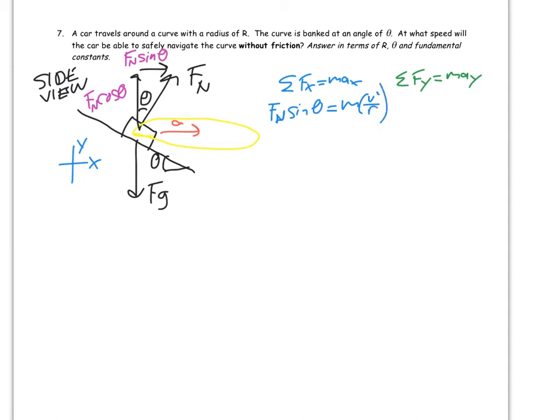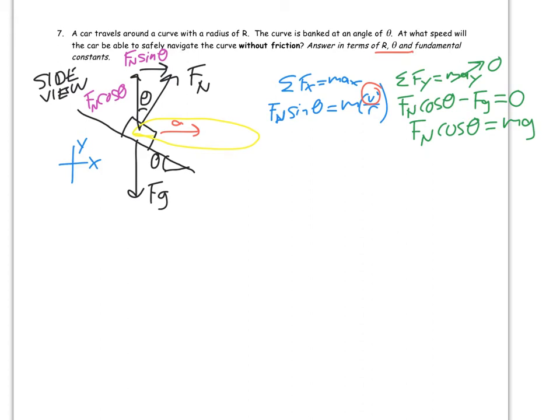In the y direction, I end up with Fn cosine of theta, that vertical component of the normal force, minus Fg, and that's equal to 0 because the object is not accelerating up and down, it's only accelerating inwards due to the fact that it's traveling in a circle. So that means that Fn times cosine of theta is actually equal to mg. And so I have these two equations, and I'm ultimately going to need to combine these two equations to be able to solve for this velocity, because we need it in terms of r, theta, and fundamental constants.